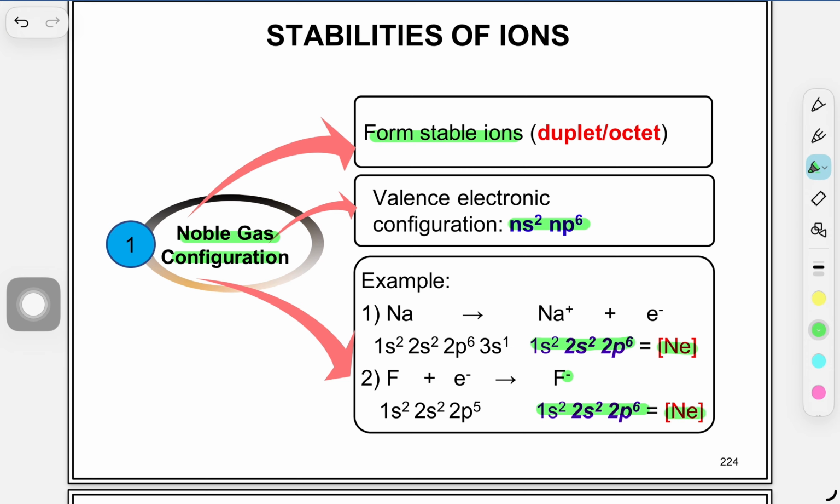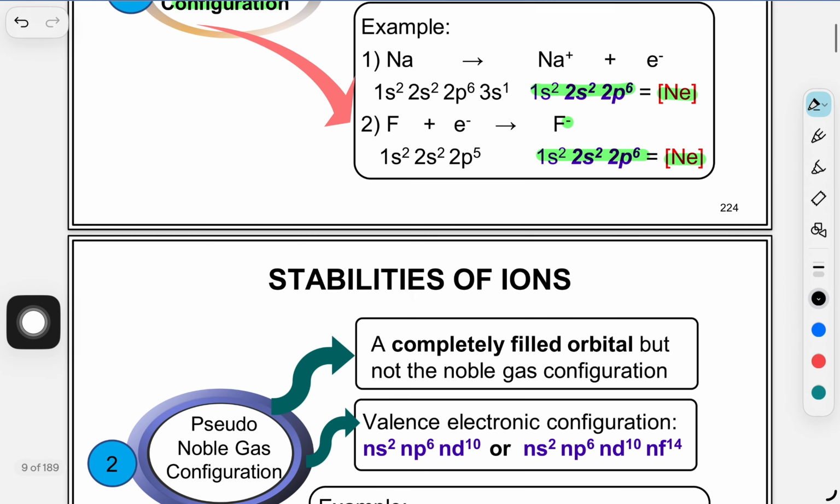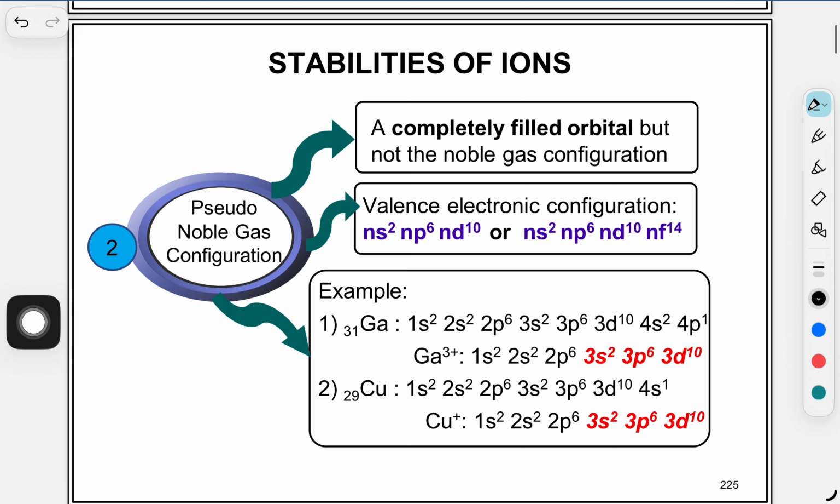So we have a few elements in our group 18. For example, we have helium, we have neon, we have argon. So if the ion's configuration matches these elements' configuration, which are your noble gases, we say the stability of the ion is achieved via noble gas configuration. Okay, next, pseudo-noble gas configuration.